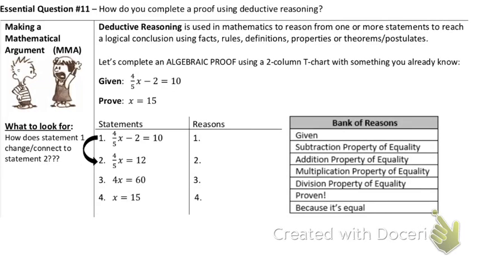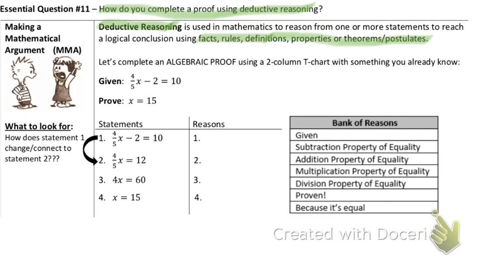Hello, ladies and gentlemen. Today we're going to talk about completing a proof using deductive reasoning. The simple way to understand deductive reasoning is when you state facts, rules, definitions, properties, theorems, and postulates, and from these we are able to say a final conclusion. This is called deductive.